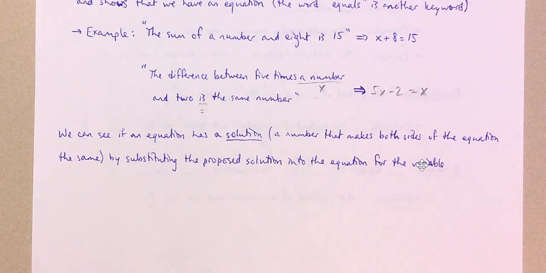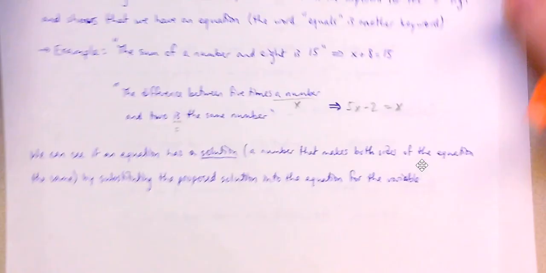All right, now what can we do with algebraic equations? We want to find solutions to them. What is a solution to an algebraic equation? It's a number that makes both sides of the equation the same. And we can check that a particular number is a solution by substituting the value into the equation, and if both sides are equal, then we know that it is indeed a solution.